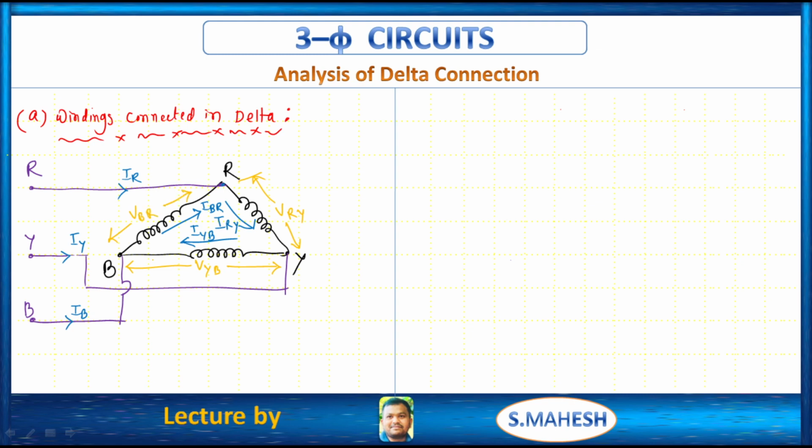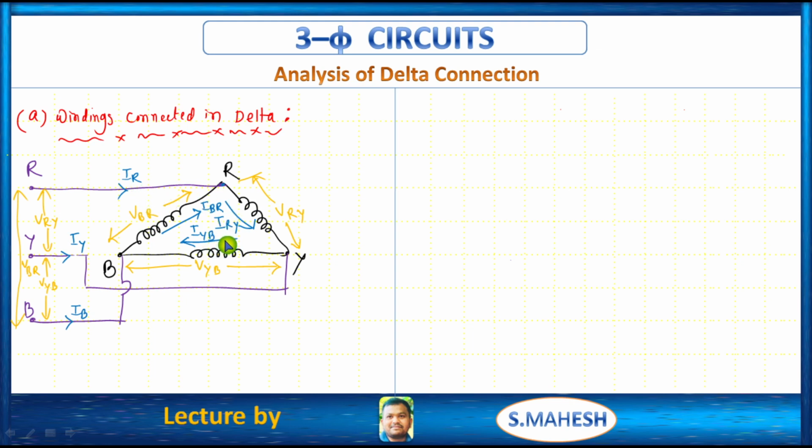Then by inspection, what is the line voltage which is present between two lines? VRY, VYB, and finally between R and B we have VBR. So by inspection we can say that the voltage present in this phase is nothing but VRY, and the voltage present between two lines is also VRY. So we can say that the line voltage is equal to the phase voltage in case of delta connection. Like that, the line current is not equal to the phase current.